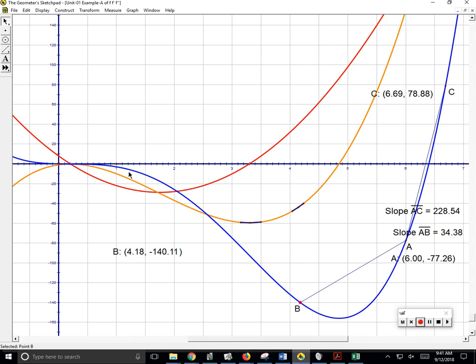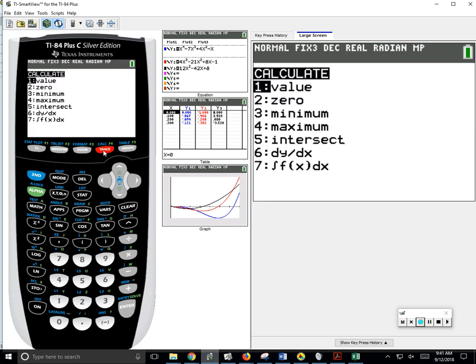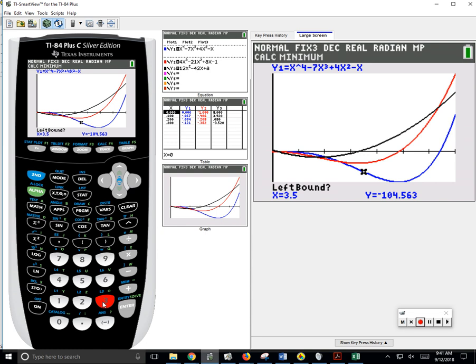How did you find the 4.84? Oh, gotcha. So that one, I went to my calculator and said, okay, let's find that low spot. So I went second, calculate menu, minimum. And I said left bound, lock that in, move to the right of where the minimum occurs. Okay. Is that what you meant? Yeah. And that's where the 4.848 came from. Did that answer your question, Allison? Yeah. Thank you. 2 points.